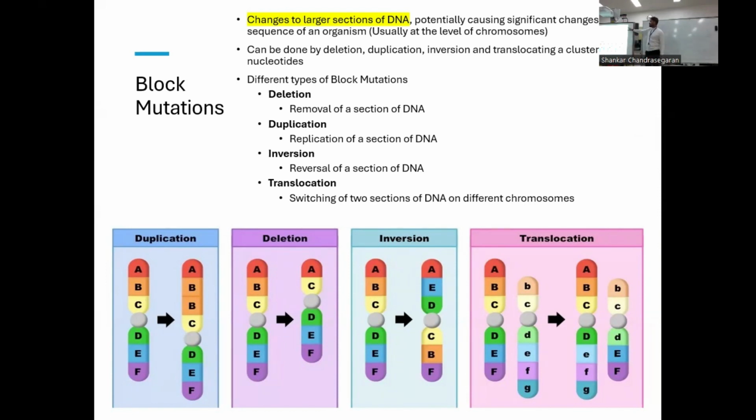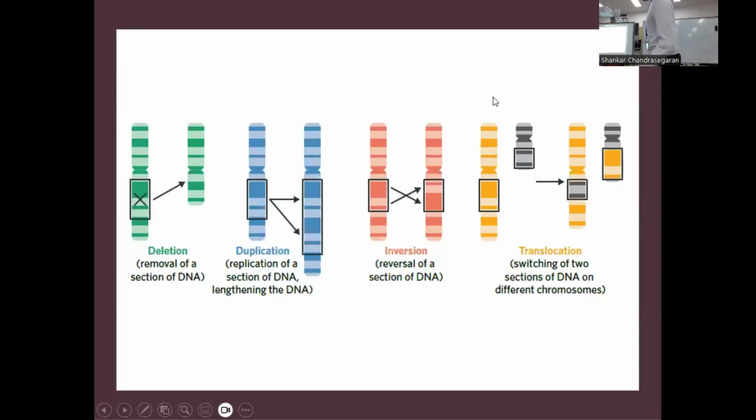Like I said, block mutations are happening at a very large section of your DNA, and usually this is happening at the level of chromosomes, where entire sections of chromosomes can be changed, right? So here's an example of deletion. So this is the normal chromosome. The deletion block mutation will basically cut off that certain part and delete it from the chromosome, suddenly changing the entire sequence of your chromosome. Duplication is basically when an entire region of your chromosome has been duplicated all over again.